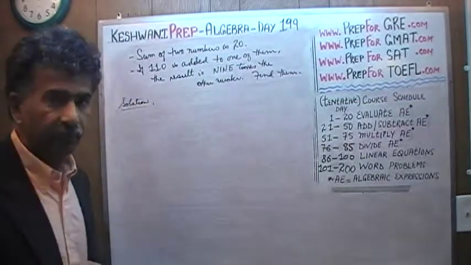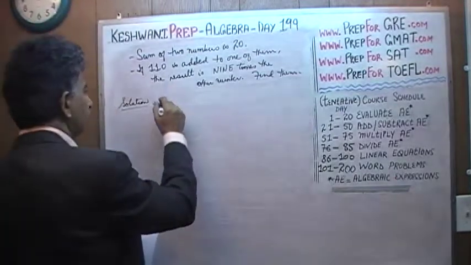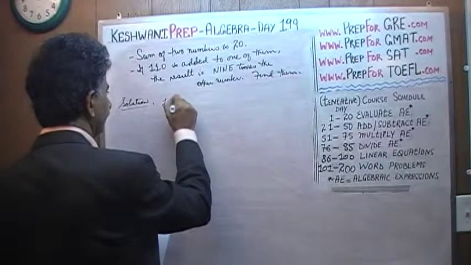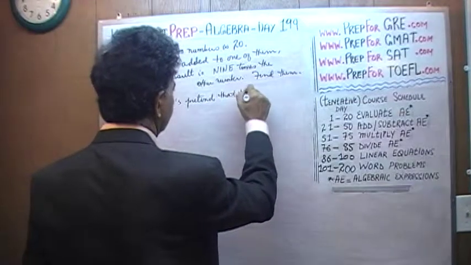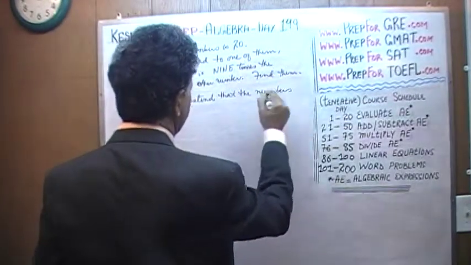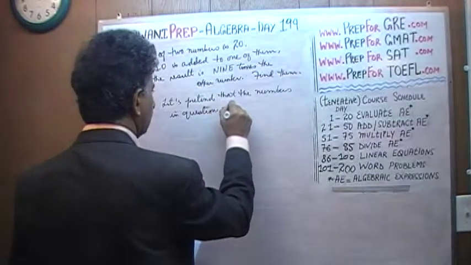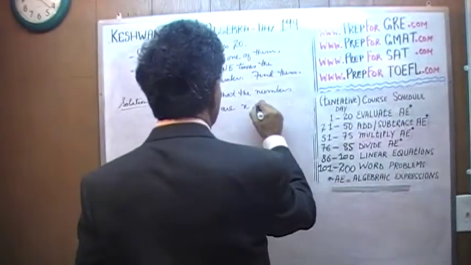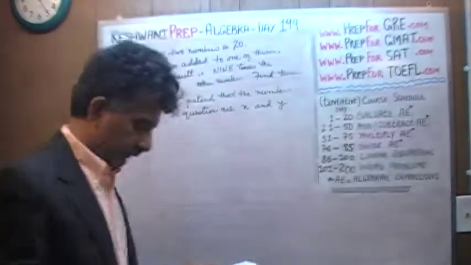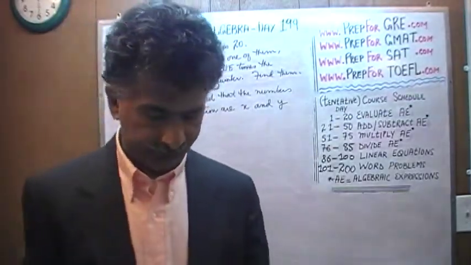Or better yet, pause the video at this point, solve it yourself first before you continue watching. So here's the solution. Let's pretend that the numbers in question are x and y. Why x and y? Because we are in creative mood today.